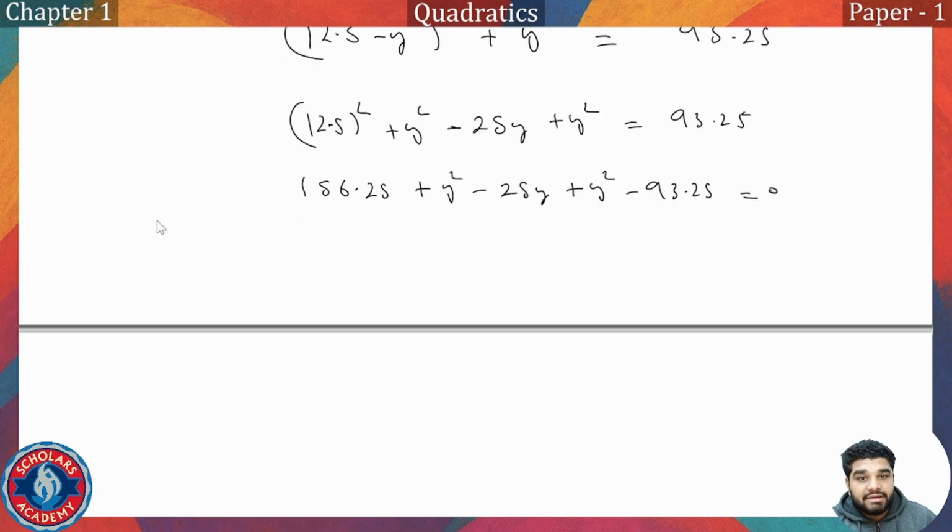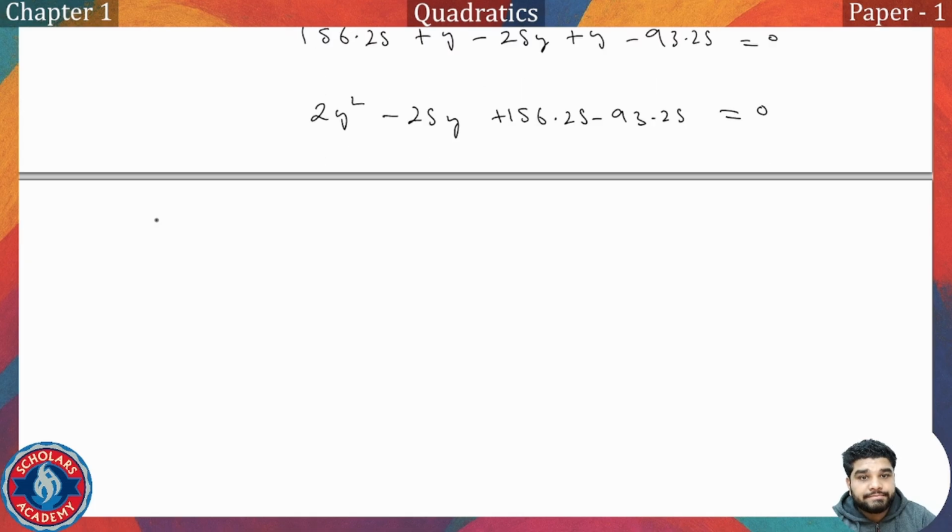And if I simplify it more, I get 2y square minus 25y plus 156.25 minus 93.25 is equal to 0. This gives me 2y square minus 25y, and simplifying it I get plus 63 is equal to 0.